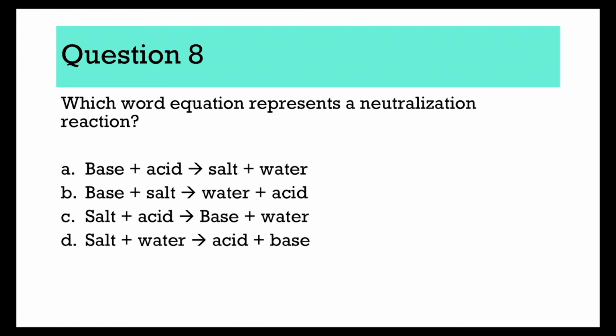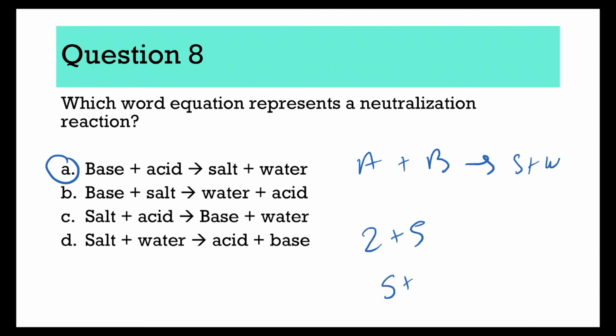Okay, number 8. I'll give you guys an easy one. It says, which word equation represents neutralization? So you know you need an acid and a base, and you know that makes salt and water. So the only answer that makes sense is A, base and acid gives you salt and water. So I know I say acid plus base gives you salt and water. Base plus acid is the same thing. It's like if I said, what's 2 plus 5? Or what's 5 plus 2? It's the same thing. So acid and base on one side gives you salt and water on the other.